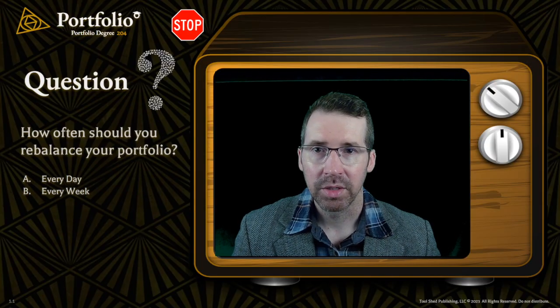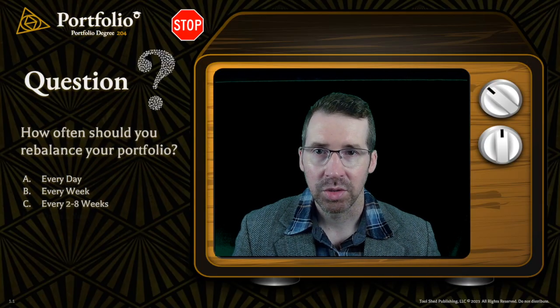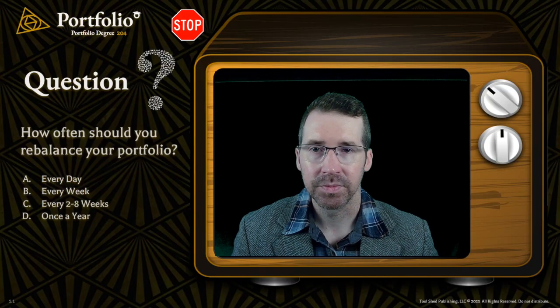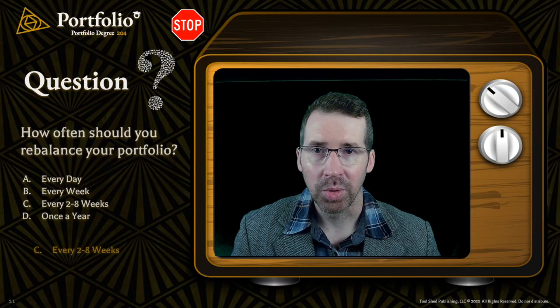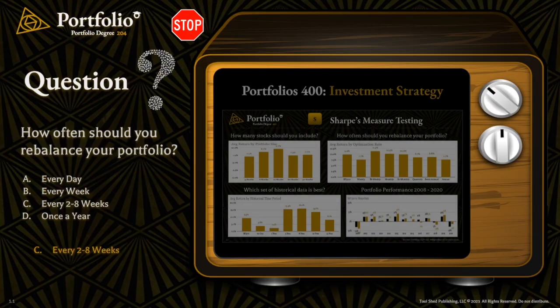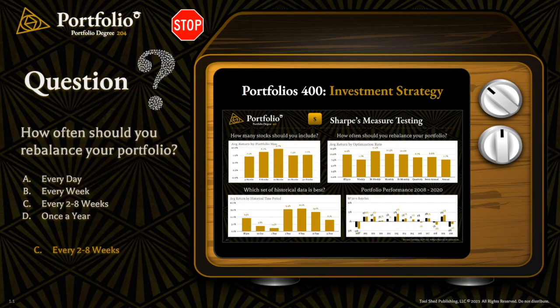All right, so how about one last question before we go? This one is important and something that I want all of you to remember. How often should you rebalance your portfolio? A, every day, B, every week, C, every 2 to 8 weeks, or D, once a year? Well, what our testing shows is C, every 2 to 8 weeks. And we'll get more into optimization rates in Portfolios 400, where we walk you through the results of our testing and exactly how these different metrics performed.